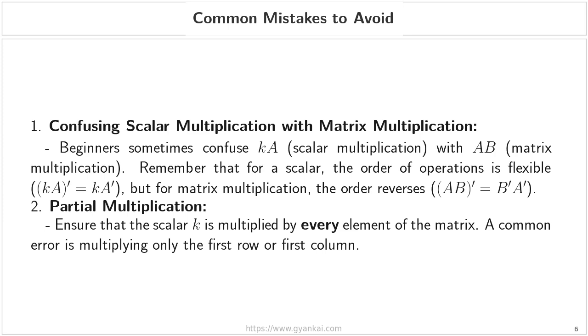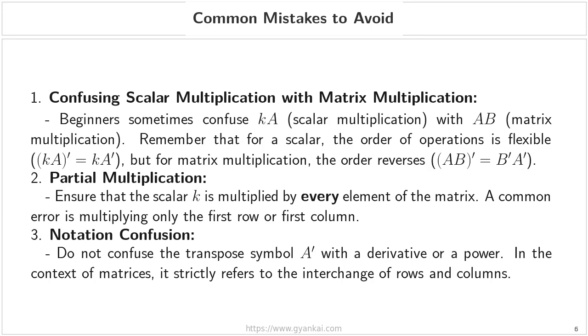When you multiply a matrix by a scalar, remember that the scalar must be applied to every single element within the matrix. A frequent error I see is students multiplying only the first row or the first column and forgetting the rest. To get the correct result, ensure that every entry in the matrix is multiplied by the constant.